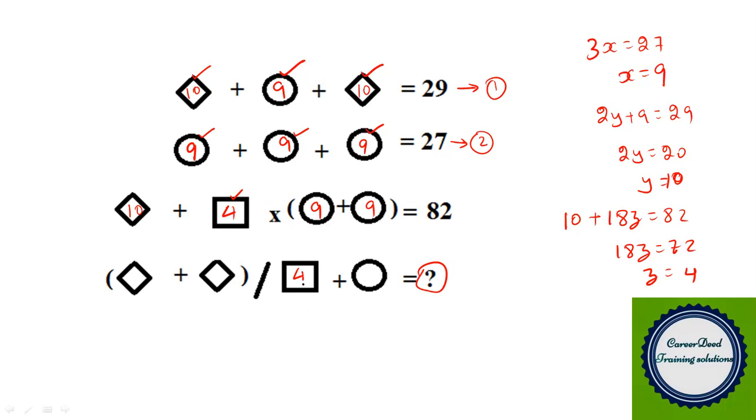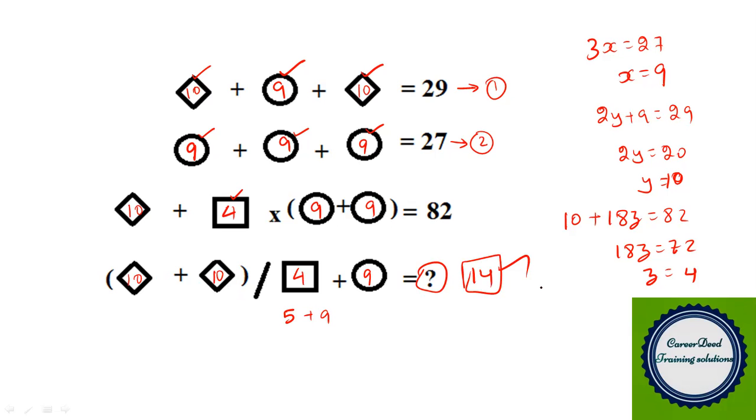So substitute 4 here, and instead of circle 9 and instead of diamond 10, you get 10 plus 10, 20. So 20 divided by 4, 5. 5 plus 9, we get 14. So the value of the question mark is 14. So this type of question is also important in Infosys.